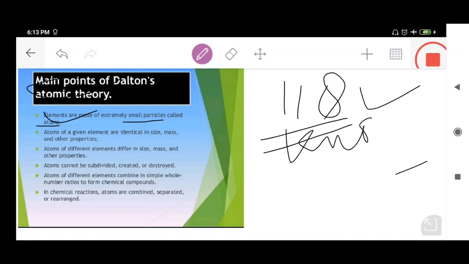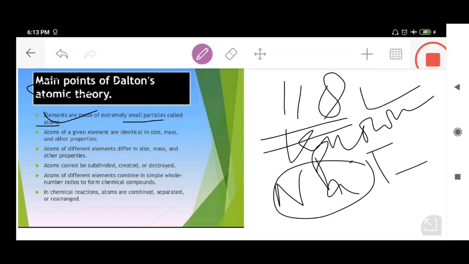As far as our periodic table is concerned, we have 118 elements known. Let's take the example of any one of the elements. For example, this is sodium. Sodium is an element. What's an element, students?